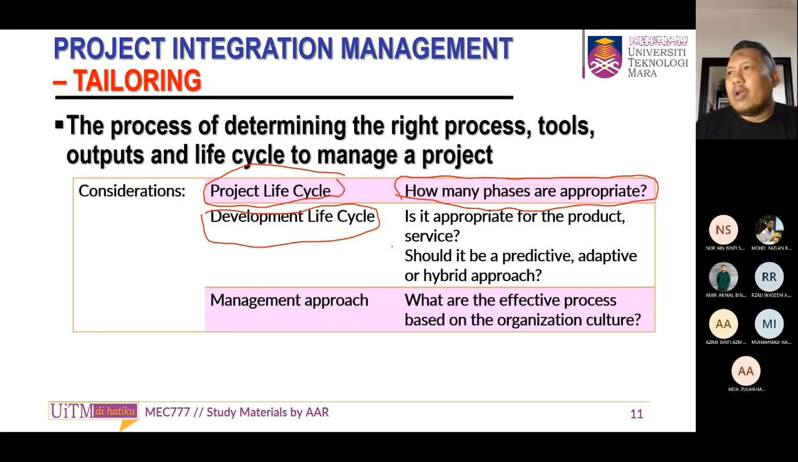And then, is the development life cycle appropriate? Is it appropriate for the product or service? This is what we want to know. The product or service might not be appropriate if you look into the development life cycle. The service needs the agile process. And should it be a predictive, adaptive, or hybrid process? This is what we need to ask. It depends on the type of project.